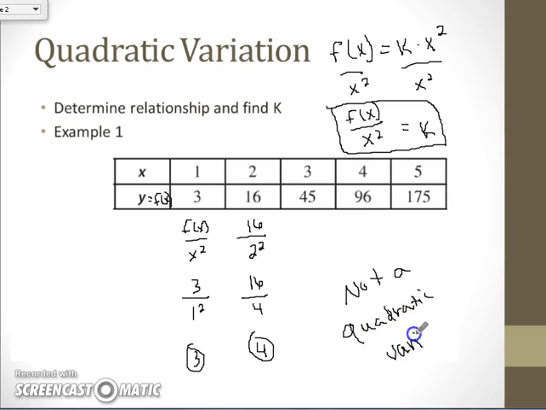So you can keep going to calculate out all of the k values, but you wouldn't have to because we already determined that the k's don't match. If you calculated this out and all of these got the exact same number, then it would be a quadratic variation. But because they're different, k is a constant value, and if it's different, it's not a quadratic variation.